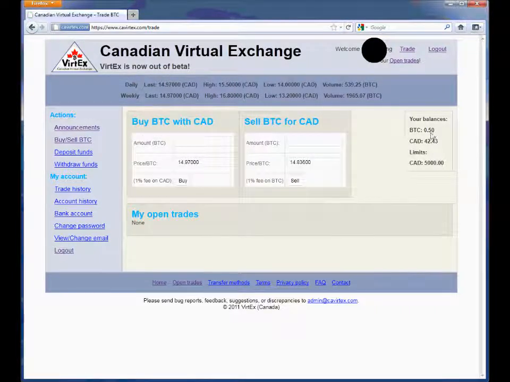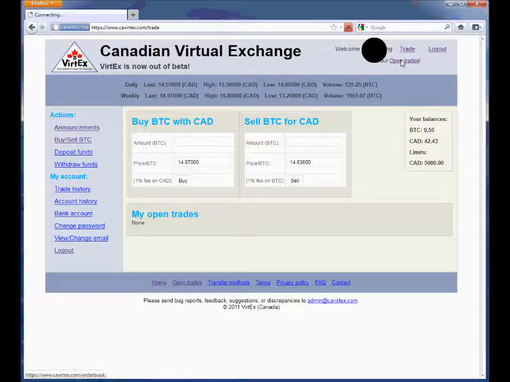And look what happened. We magically had Bitcoin appear right here. Not magically, we actually bought it from the seller. So now we have 0.5 Bitcoins. Our Canadian balance has been reduced from $50 down a bit to $42.43 remaining for trading. And now we can withdraw this Bitcoin to our personal wallet. If we want to keep these Bitcoins in our Vertex account, we can do that as well. We can leave these Bitcoins here in our personal wallet.